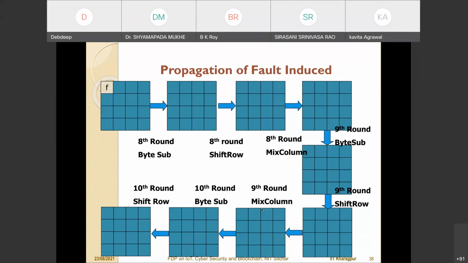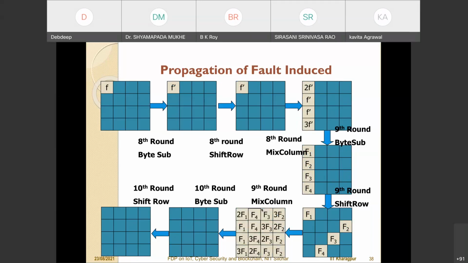So then, if you allow the fault to propagate in your cipher and analyze the results, you will find that, at least in most ciphers, even, without loss of generality, in the case of AES, it starts exhibiting nice interrelationships.